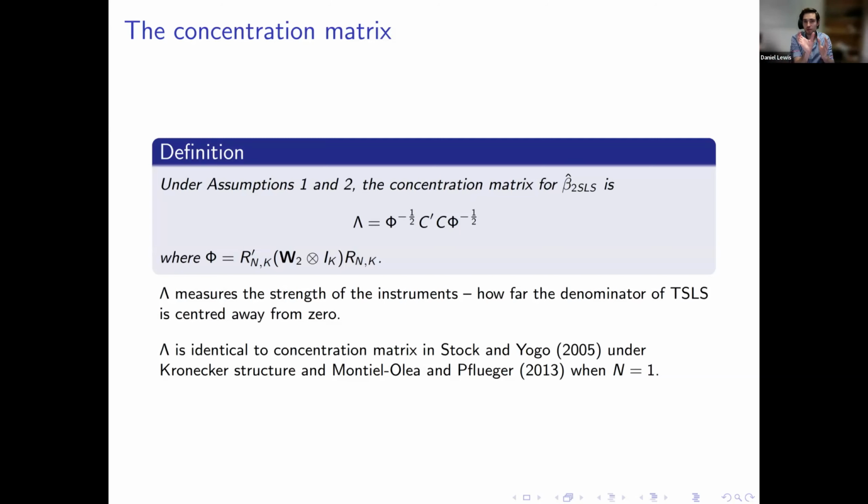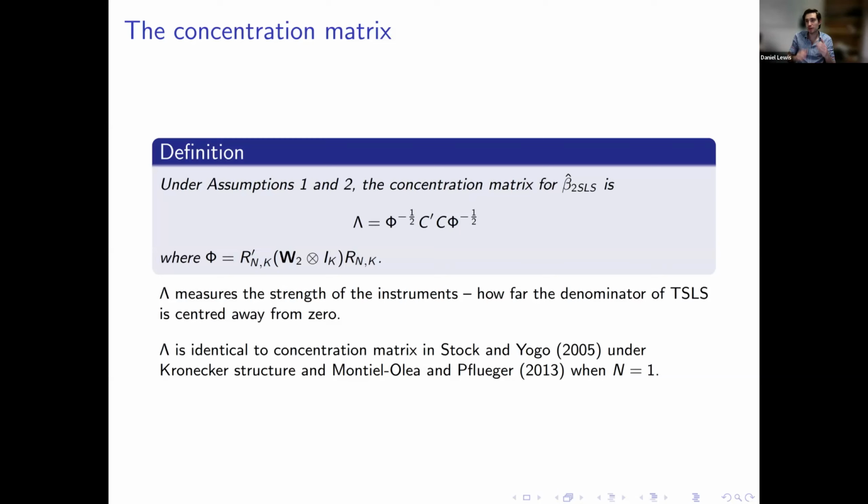Basically, this is just a rescaling of the concentration matrix you find in Stock and Yogo, where the rescaling crucially depends on this matrix phi, which is the same matrix that showed up when I defined the test statistic earlier, and has exactly the structure I defined on the last slide. Essentially, its structure is normalizing by the heteroscedasticity structure present in the data.